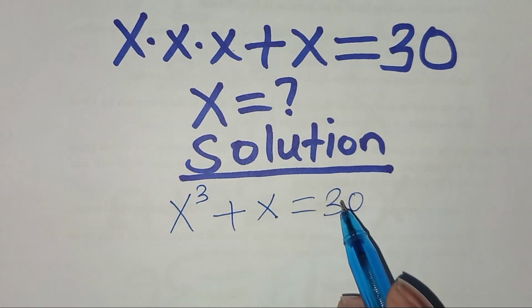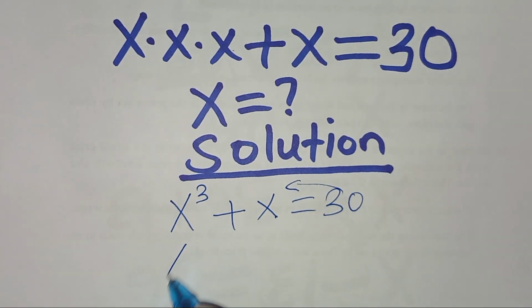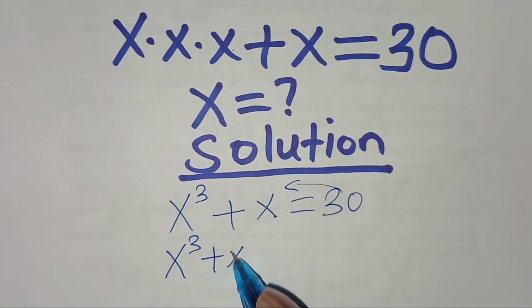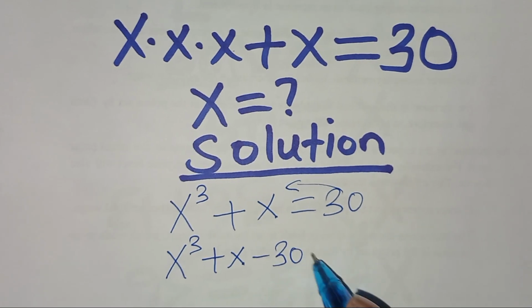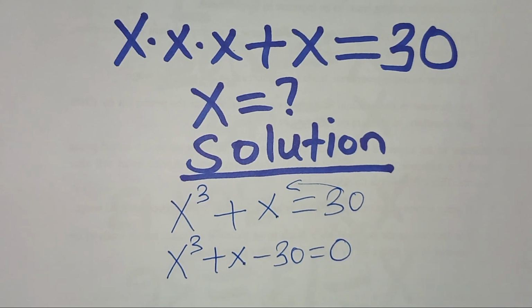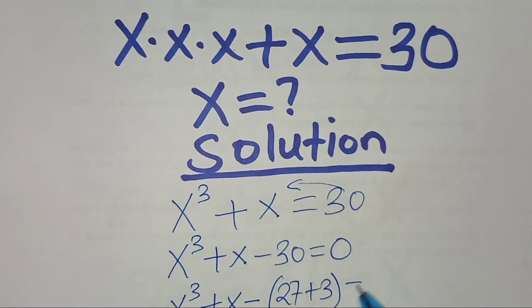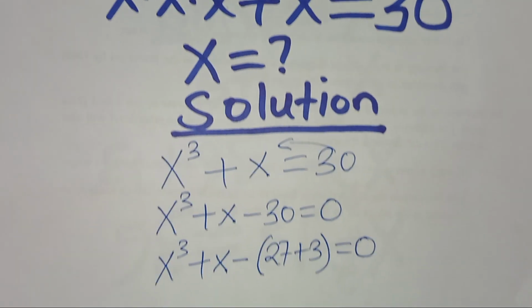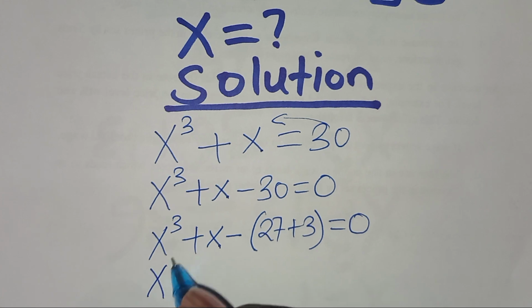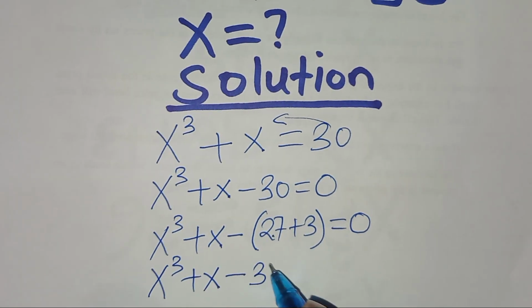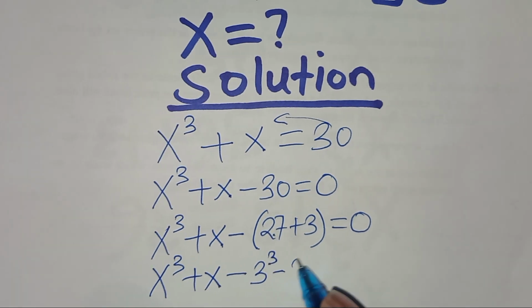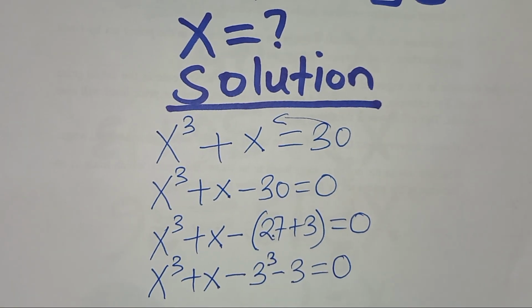Now from here, let's take 30 to the left-hand side. We'll have x to the power 3 plus x subtract 30, this is equal to 0. Now we can express this as x to the power 3 plus x subtract 27 plus 3, equal to 0. Next, we can express 27 as 3 to the power 3, subtract 3. This is equal to 0.